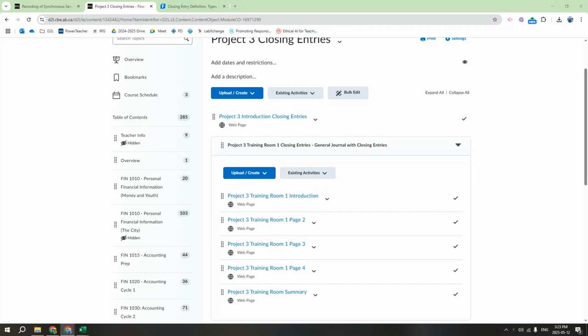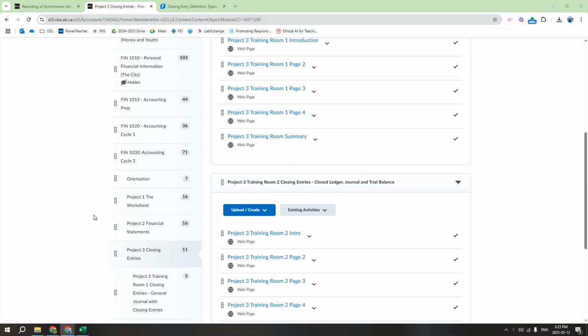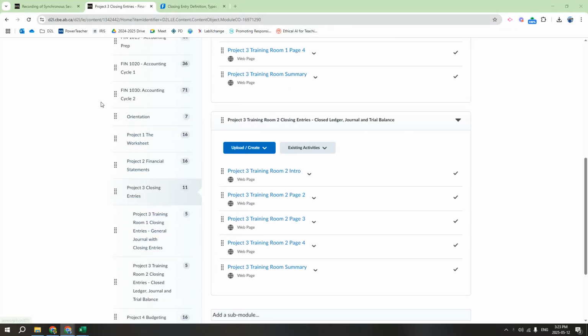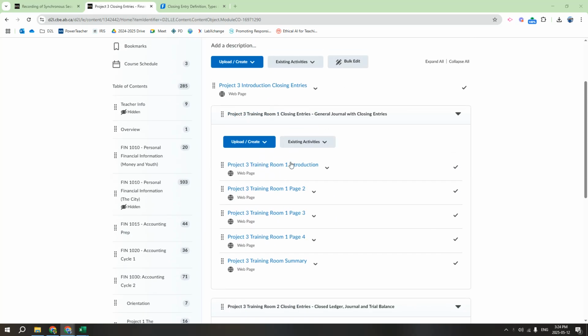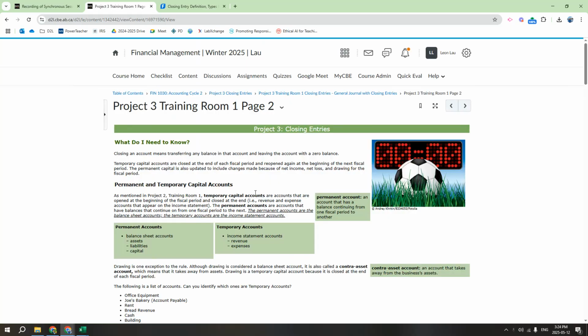We are approaching the end of 1030. So this week we are again at 1030, which is accounting cycle 2. We are at project 3 now, closing entries. In project 3, there are two training rooms, training room 1 and training room 2. In training room 1, we talk about what is a closing entry.